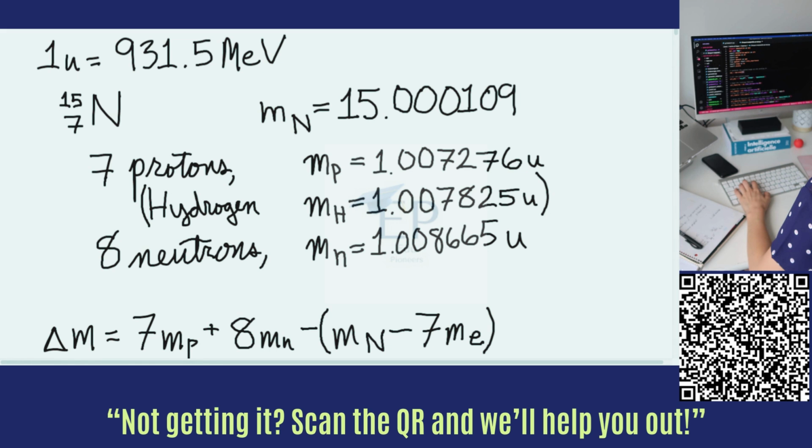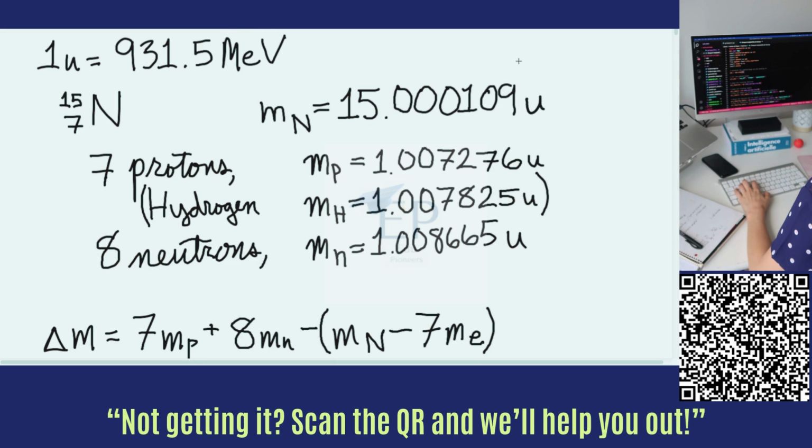In this problem, we're asked to find the total binding energy per nucleon of a nitrogen 15 isotope. I've gone back to Appendix B and looked up the masses for each of the nitrogen 15 isotope, and it has a mass of 15.000109 atomic mass units.